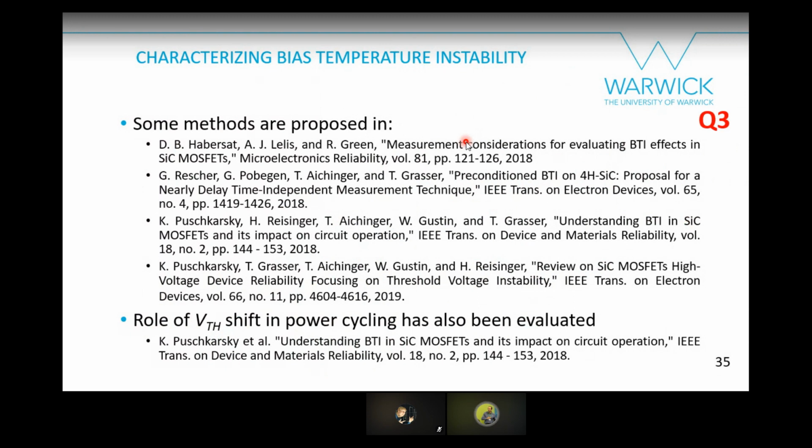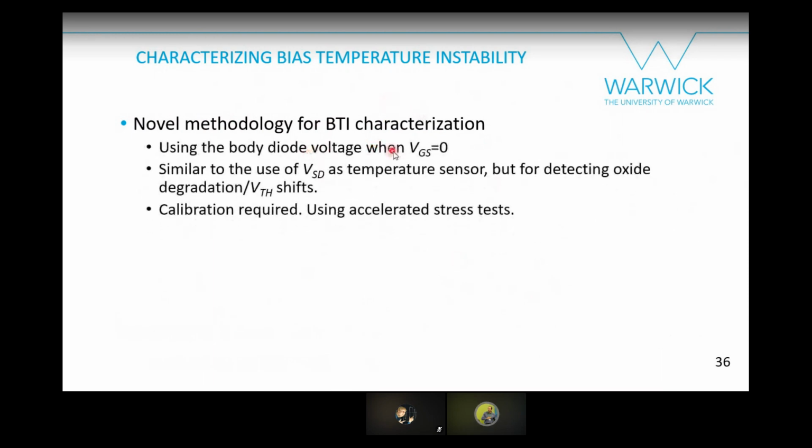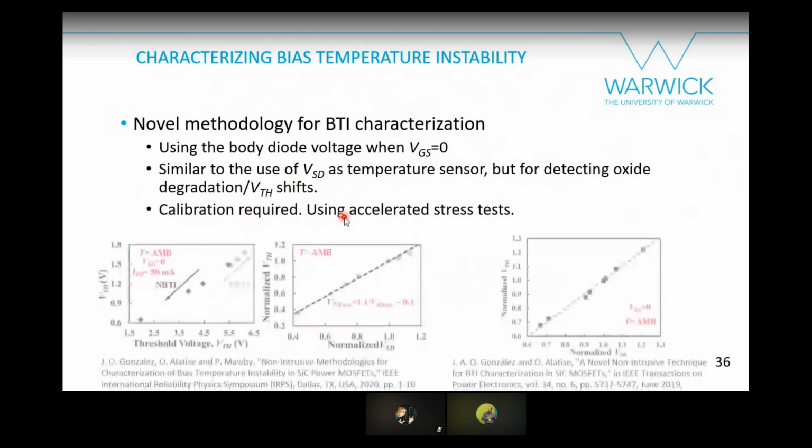Have you been studying this, or were you aware of this? So we have done our work on this topic, and we have made efforts in developing some characterization methodologies, and we have presented one based on the body diode when the gate voltage is 0. This is similar to the use of VSD as temperature sensor, but for detecting oxide degradation and VTH shifts. Calibration is required, and this can be done using accelerated stress tests.